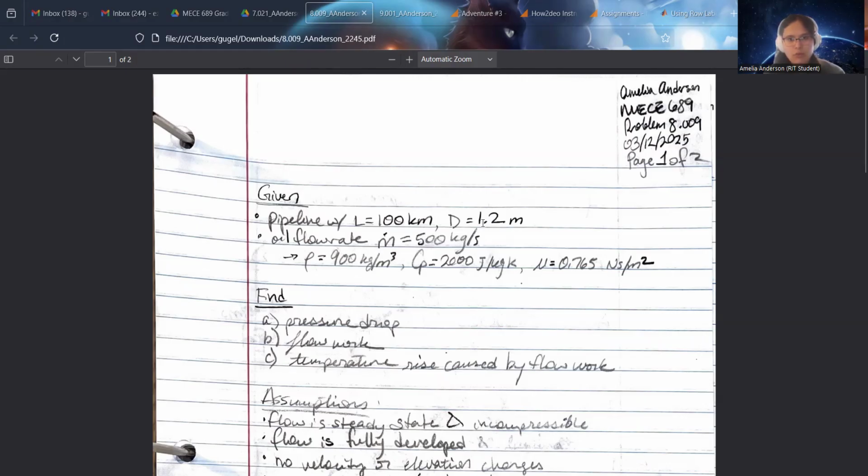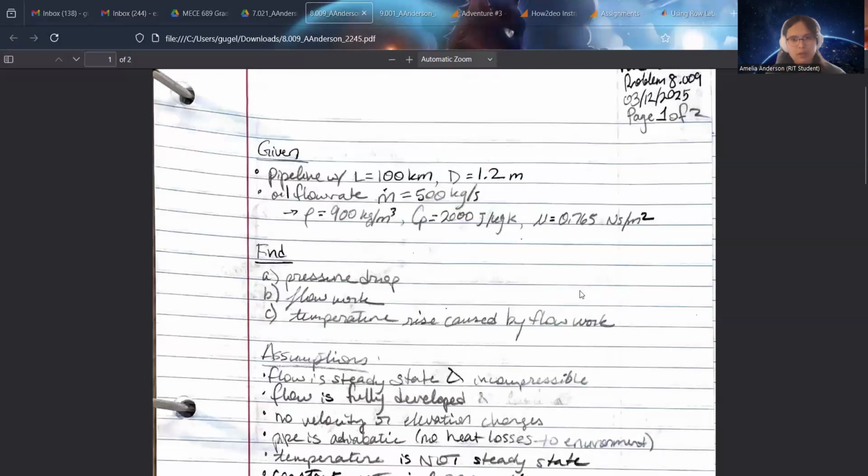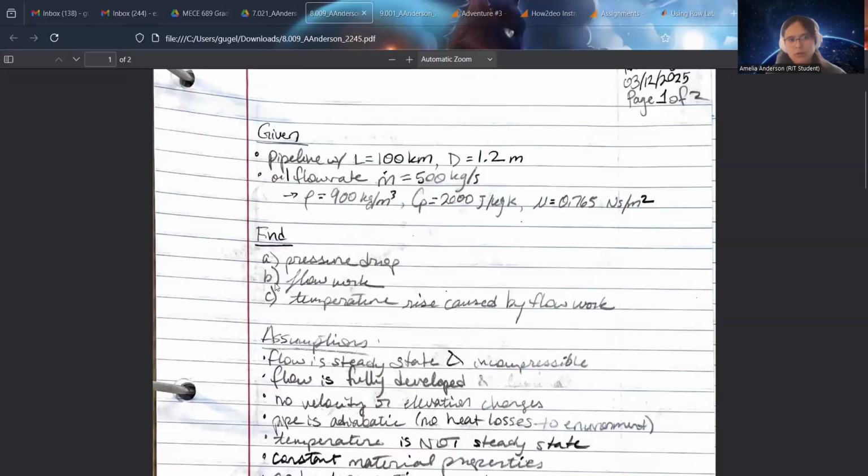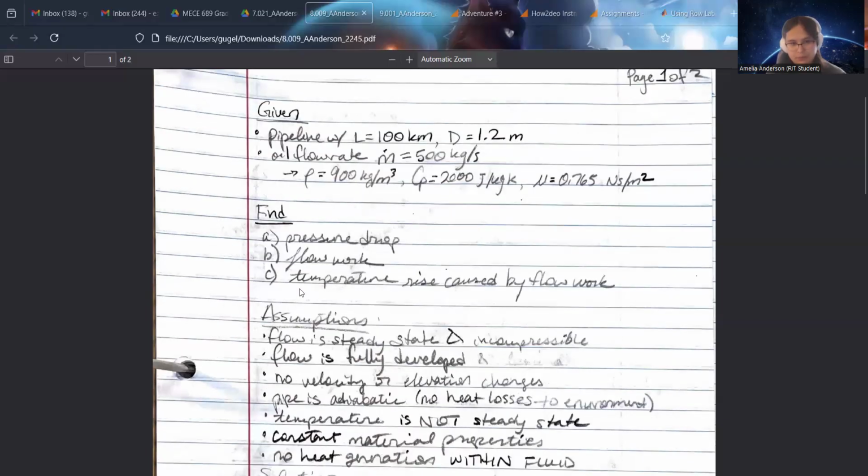We've got our diameter, 1.2 meters here, and we've got our oil flow rate, m dot, 500 kilograms per second. We are also given the properties of oil as rho is 900 kilograms per meter cubed, Cp is 2,000 joules, kilojoules I checked, per kilogram Kelvin, and mu, which is our viscosity, of 0.765 newton seconds per meter squared. And we're asked to find the pressure drop, the flow work, and the temperature rise caused by said flow work.